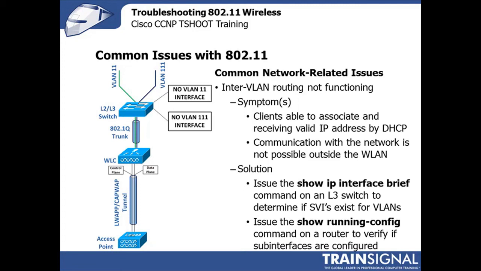The easy solution is to do the show ip interface brief command on the layer 3 switch and determine if SVIs exist for the VLANs. Remember, that's the requirement. You have to have a VLAN interface configured on the switch, which is the switch virtual interface, or layer 3 interface representing that VLAN on the switch, in order for there to be inter-VLAN routing. Or you use the show running-config command on a router to verify if the subinterfaces are configured, if the VLAN IDs are correct, and the encapsulation is correct.